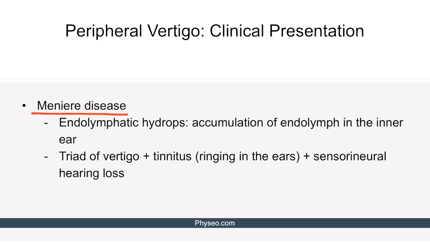Meniere's disease is caused by endolymphatic hydrops, that is, accumulation of endolymph in the inner ear. It is characterized by a triad of vertigo, tinnitus or ringing in the ears, and sensorineural hearing loss.